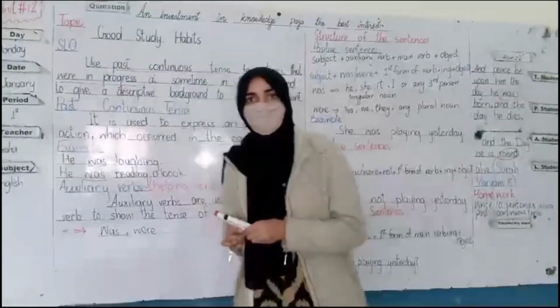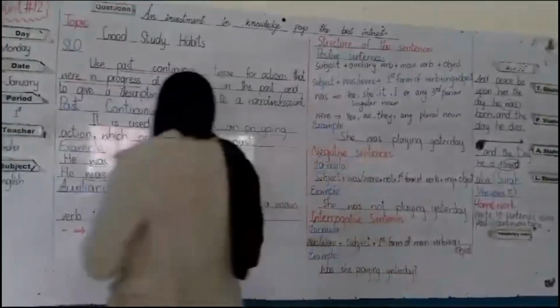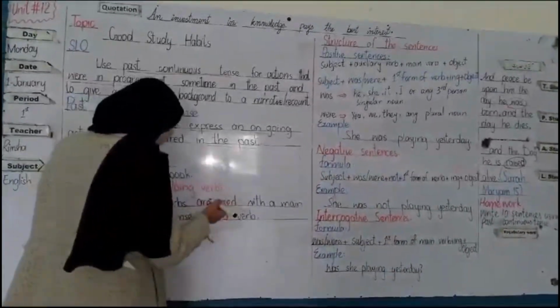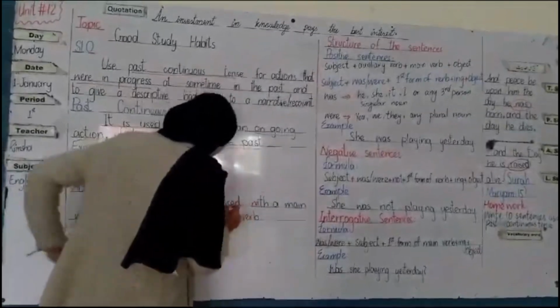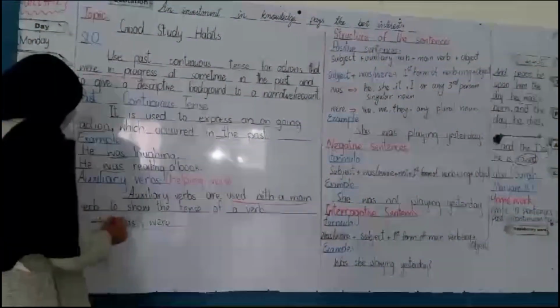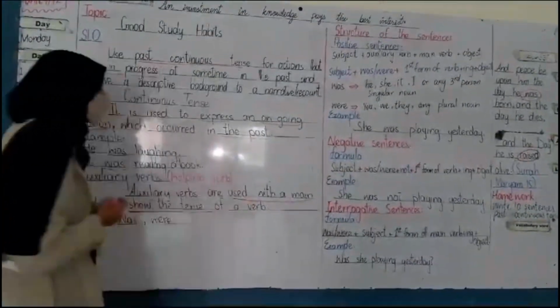What is auxiliary verbs? These are also known as helping verbs. Auxiliary verbs are words used with main verb to show the tense of verb.